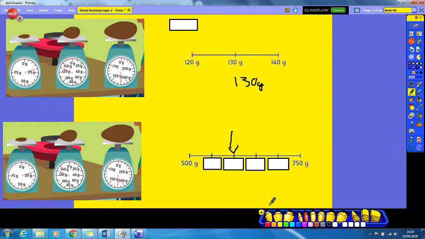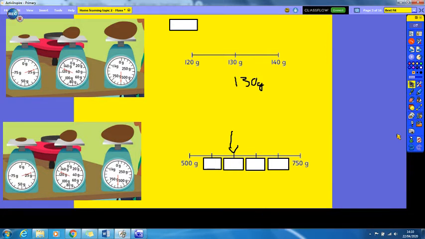Okay, and again, we're going to need to find out what the intervals are. We know our start point, 500. We know our end point, 750. So I'm going to have to use my ingenuity. I'm going to try hundreds. So it's going to be 500, 600, 700, 800, 900. No, it's not hundreds.